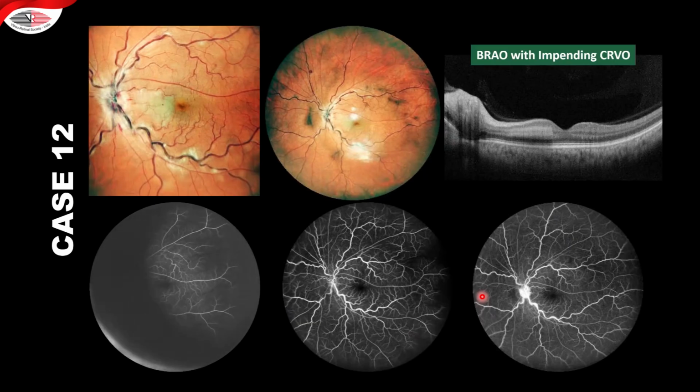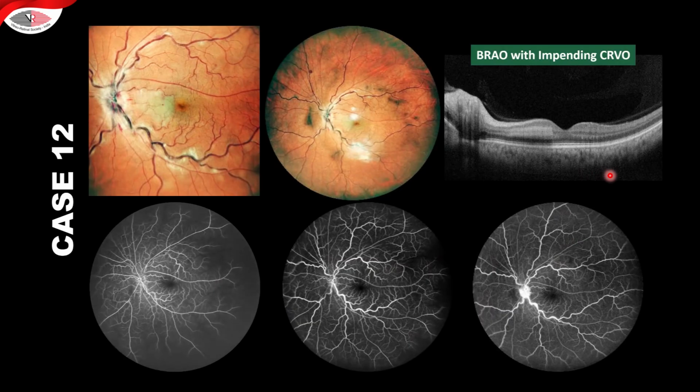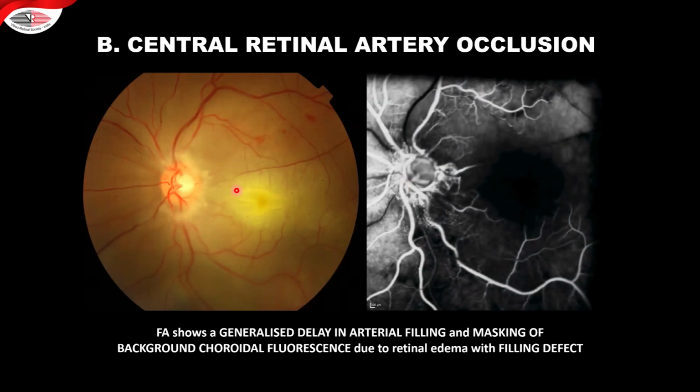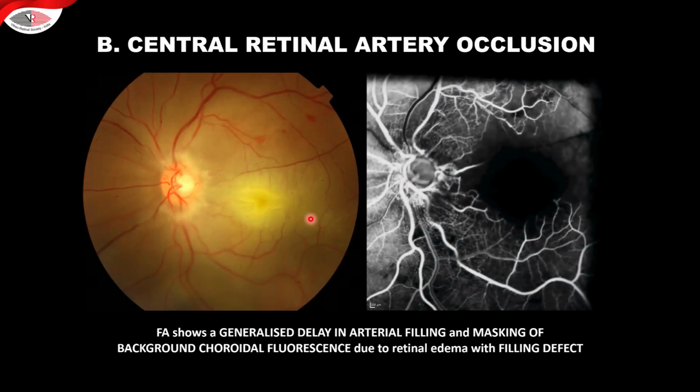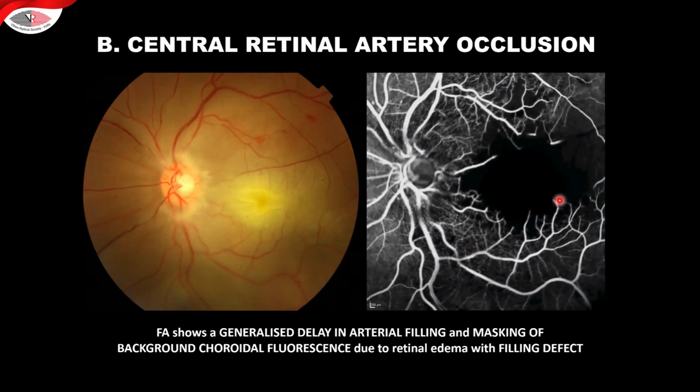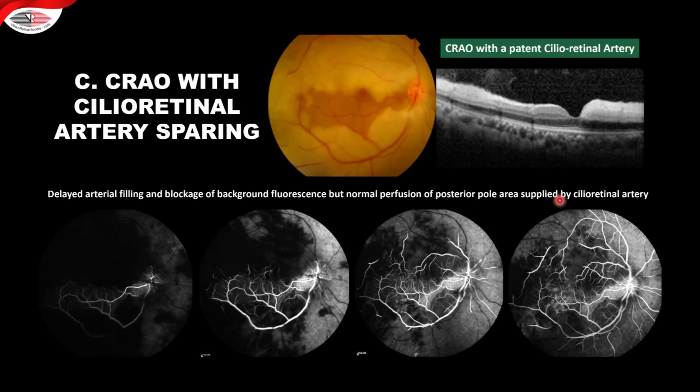This is a BRAO with an impending CRVO. You also see associated tortuous veins. So at times these ischemic phenomena are accompanied with arterial and venous involvement that you see here. Central retinal artery occlusion, classically, you see the classic edema which has occurred, and you do the angiogram and you see a very dark area here in the macular area, which suggests that there is an extensive ischemia in the central part.